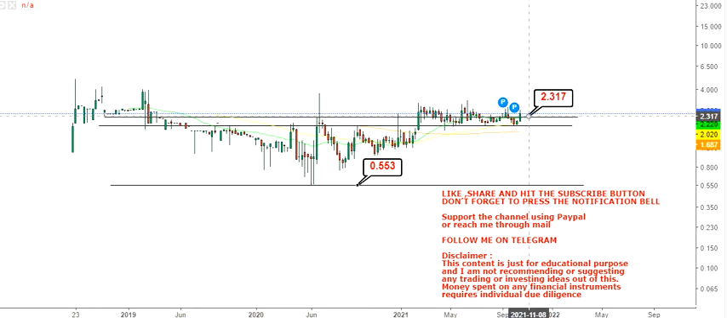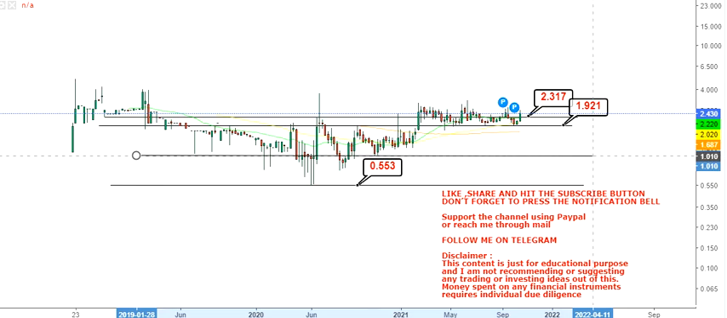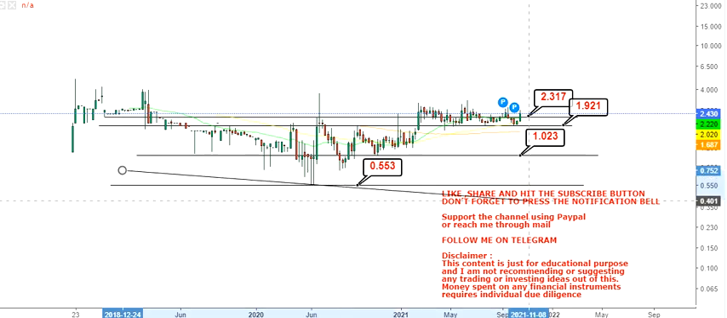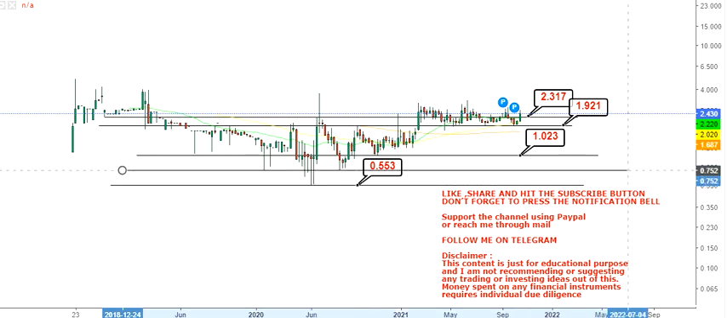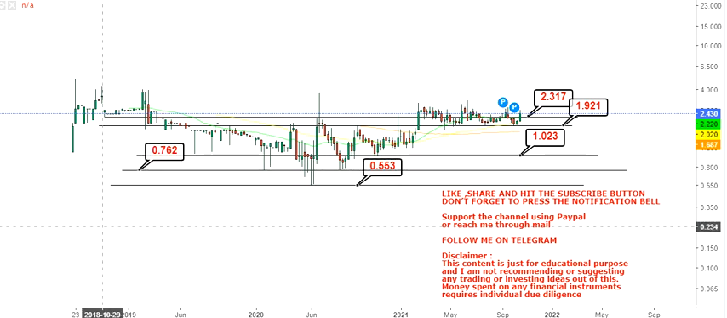So what we have here is your immediate support of 2.13. You will have your next support of 1.92, and below 1.92 you will have your next support at $1, and below $1 you have two more levels to look at. Obviously 55 cents will be your last stop loss, and you have 76 cents as your second last support.